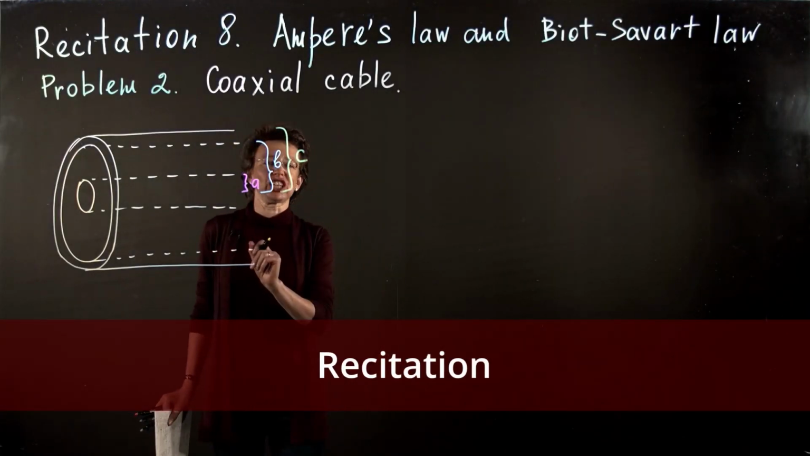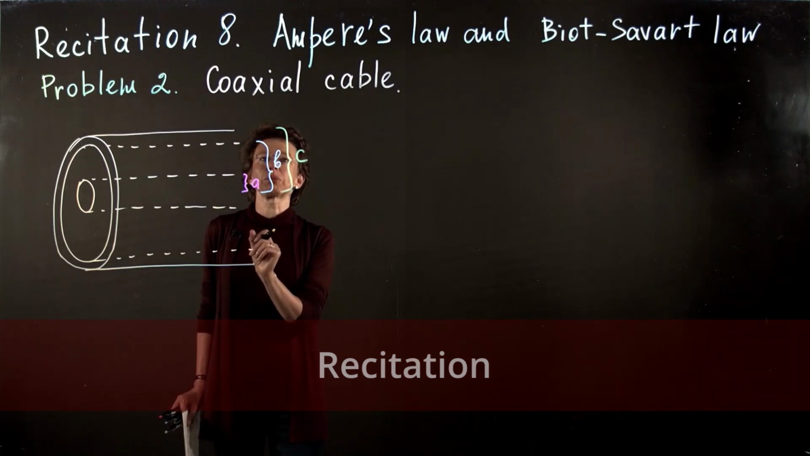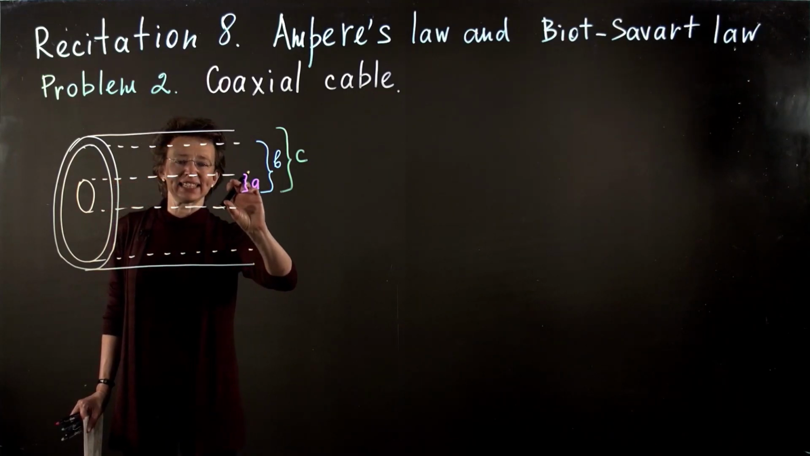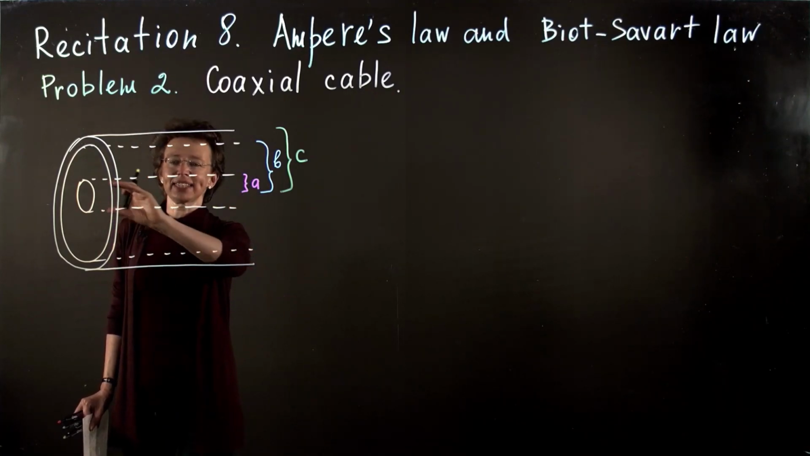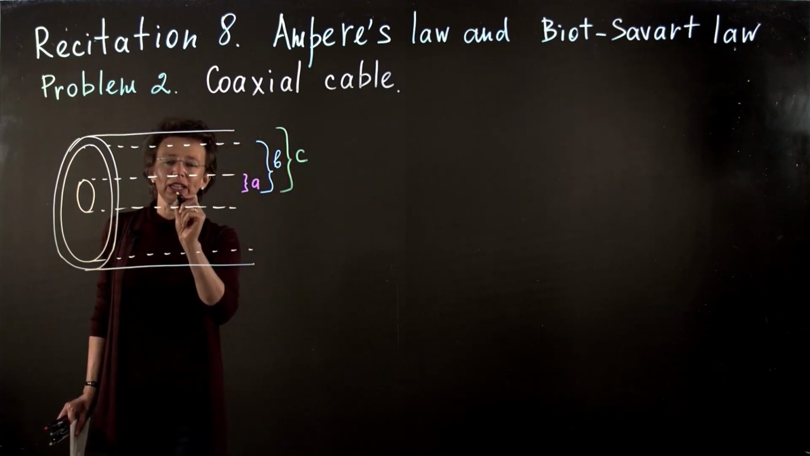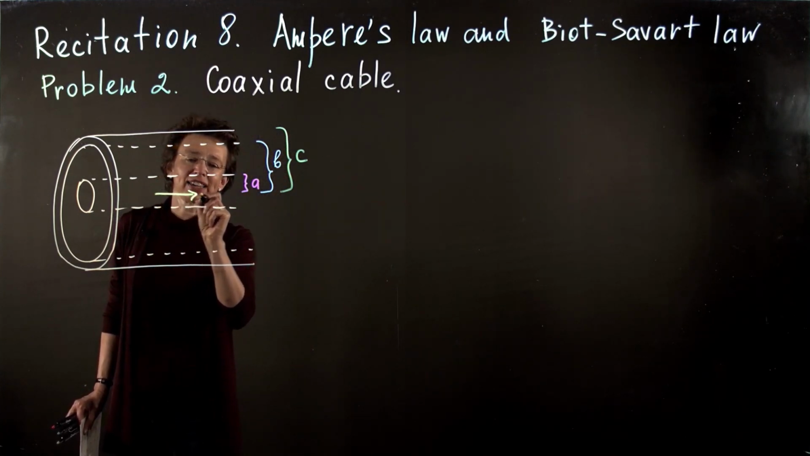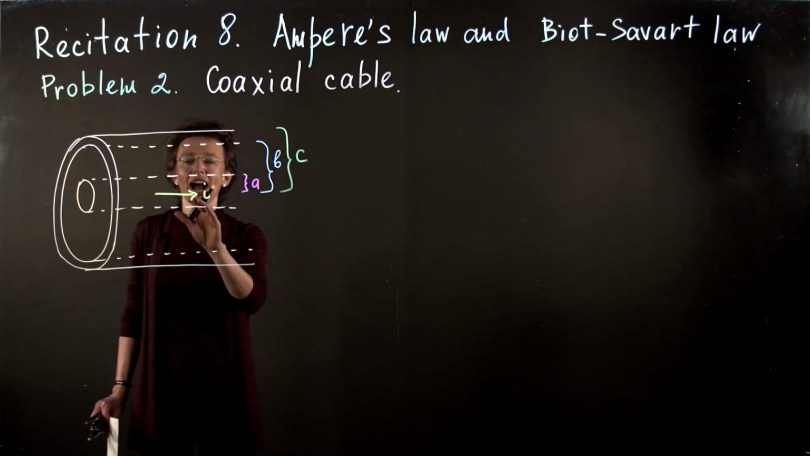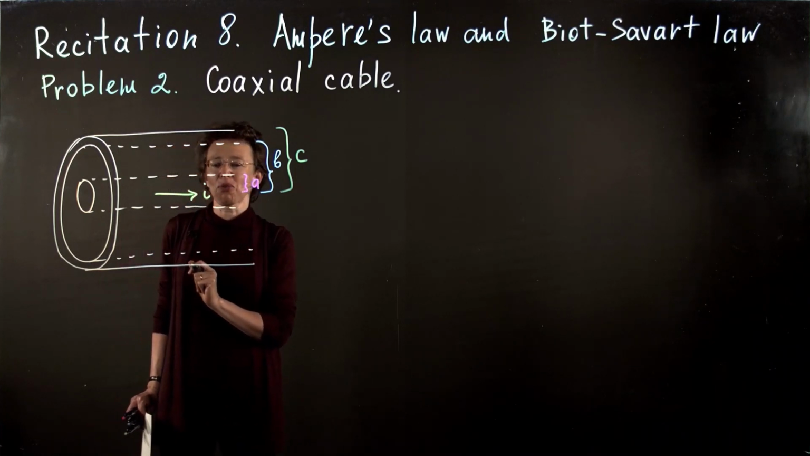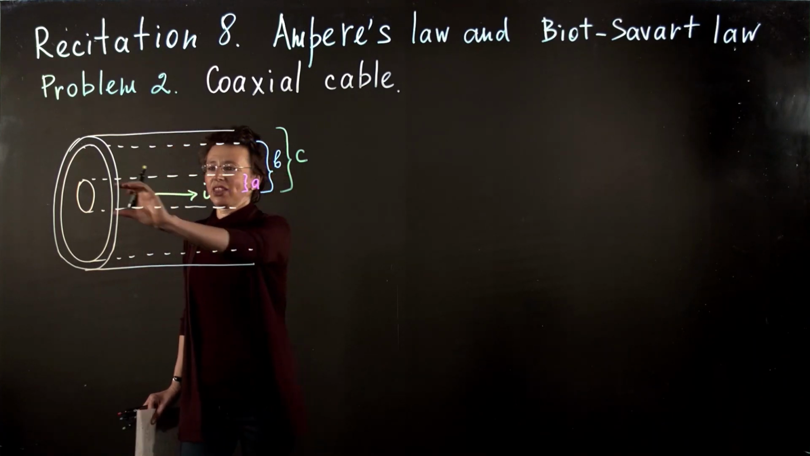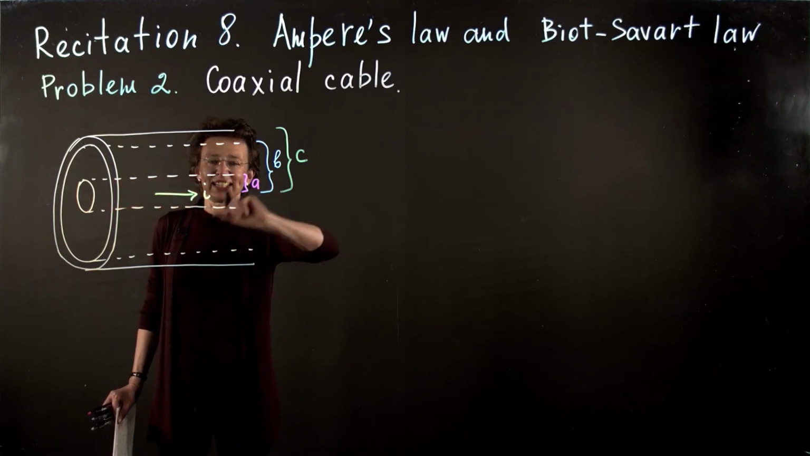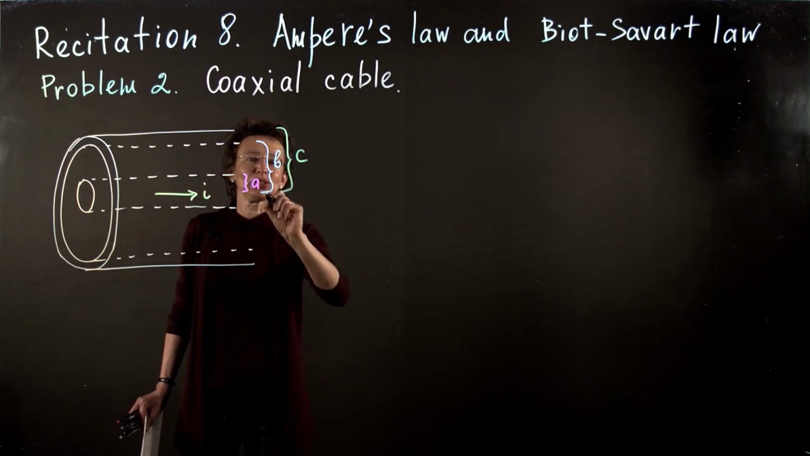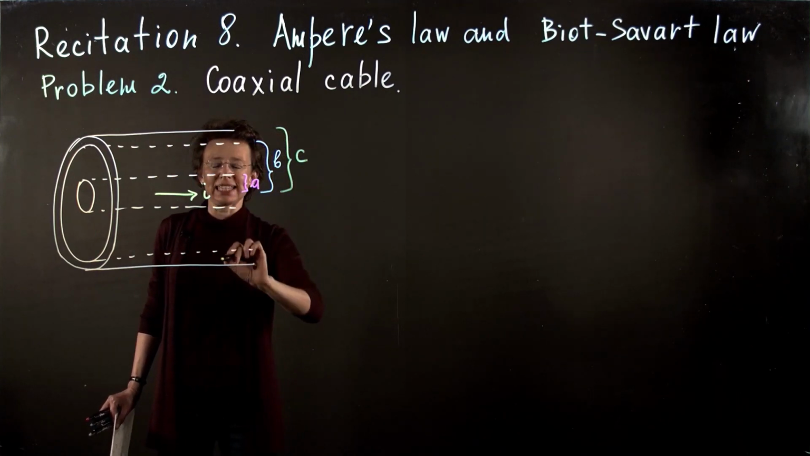This is our recitation 8, and this problem will be about coaxial cable. So you have a conducting cylinder with radius A. This cylinder is infinitely long, and there is current I flowing in this cylinder. And this current I is uniformly spread over the cross-section of the cylinder. This conducting cylinder is surrounded by a conducting shell with inner radius B and outer radius C.